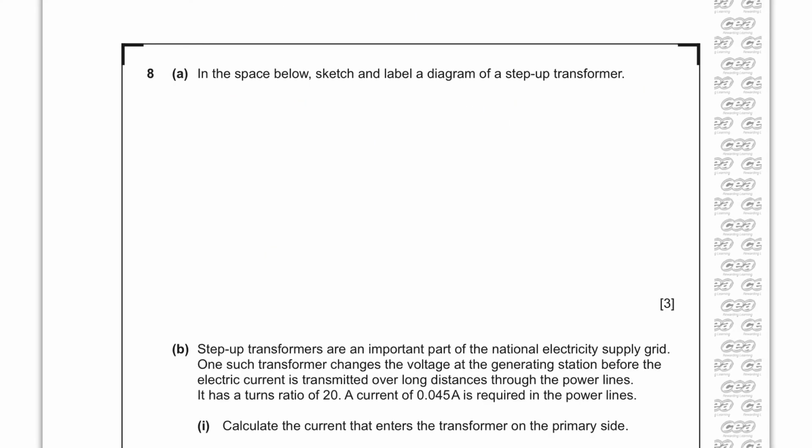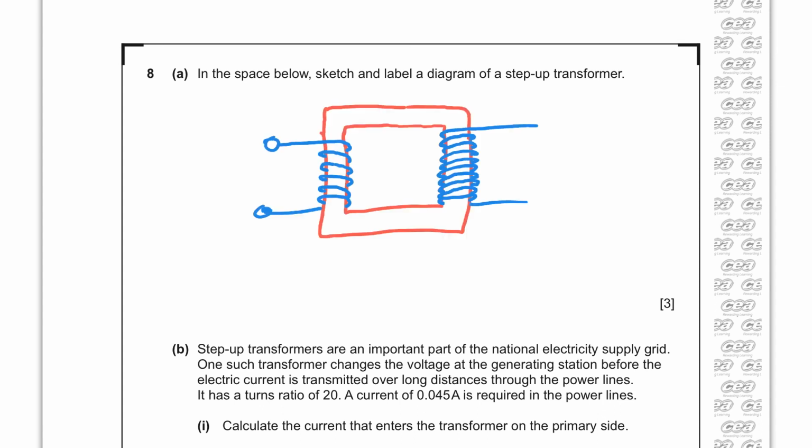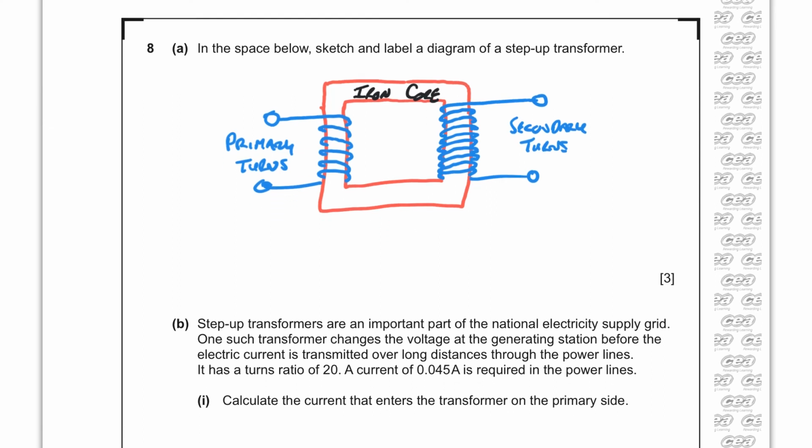8a. In the space below, sketch and label a diagram of a step-up transformer. So you're going to have an iron ring and 2 coils. And we need to show more coils at the secondary. Something like that.